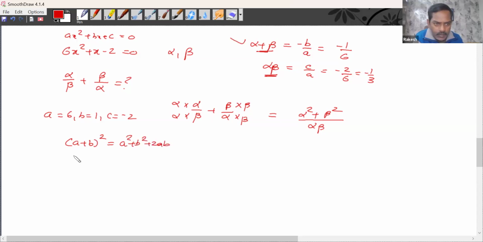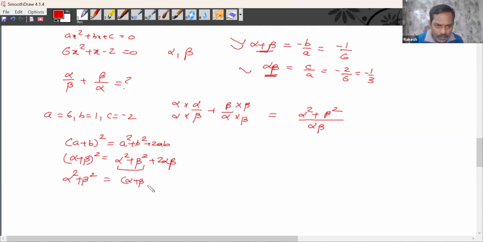Correct? So alpha plus beta whole square is equal to alpha square plus beta square plus 2 times alpha into beta. If you just compare, then I need this in terms of either this or this. So if I take this thing on the LHS and just rearrange them, I can say that alpha square plus beta square is nothing but alpha plus beta whole square minus 2 alpha beta. Correct? So I can write it as alpha plus beta whole square minus 2 times alpha beta, whole divided by alpha beta. Now I can just substitute the values.